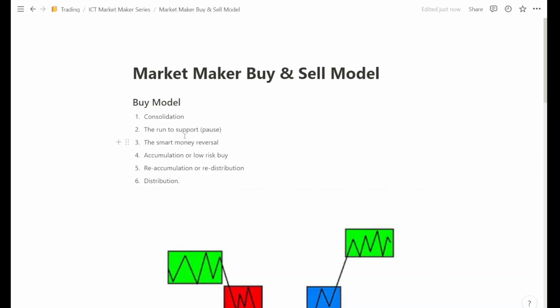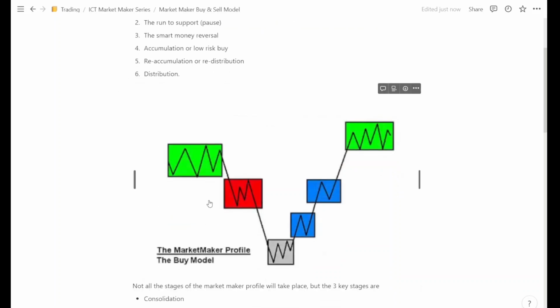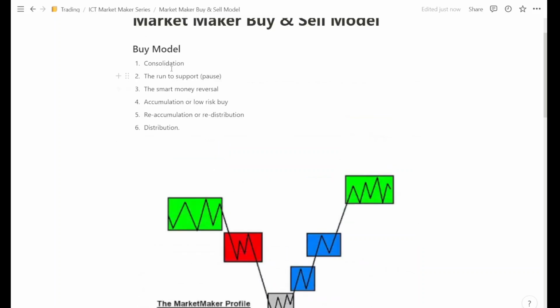So the first thing that you need to understand about this model is that the initial consolidation usually kickstarts the model. This initial consolidation that you have here. That initial consolidation is usually what I am always watching for. Now, how do you anticipate that? Not every consolidation will begin this model. Not every consolidation will lead to a market maker sell or buy model.